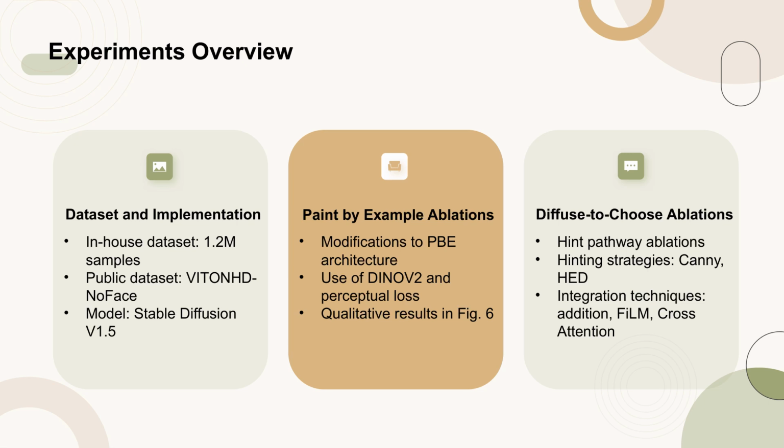Moving on to the Paint by Example (PBE) ablations, we made several modifications to the original PBE architecture, including the use of DINOv2 and integrating perceptual loss. These changes are illustrated in Figure 6. Lastly, for the Diffuse to Choose (DTC) ablations, we explored different hint pathway strategies and integration techniques, such as direct addition, FiLM, and cross-attention, to improve the model's performance.